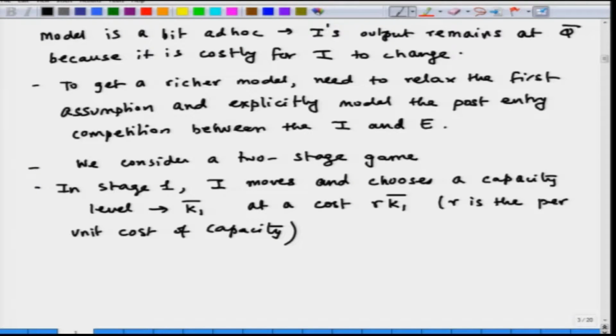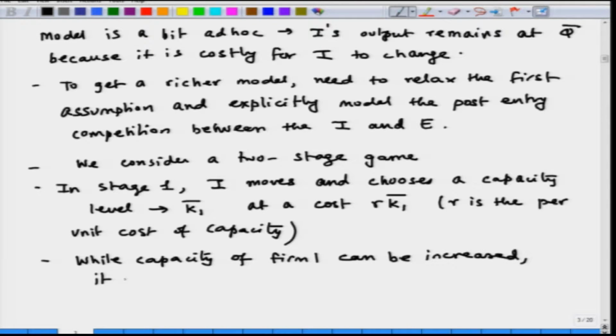Essentially, once the K1 bar is chosen by the incumbent, in stage 2 it can't reduce the capacity, right. So, it can add to the capacity, but it cannot reduce capacity. In other words, firm 1 cannot sell some of its unused capacity in stage 2. So, let us make a note. While capacity of firm 1 can be increased, it cannot be decreased. In other words, firm 1 cannot sell its unused capacity.